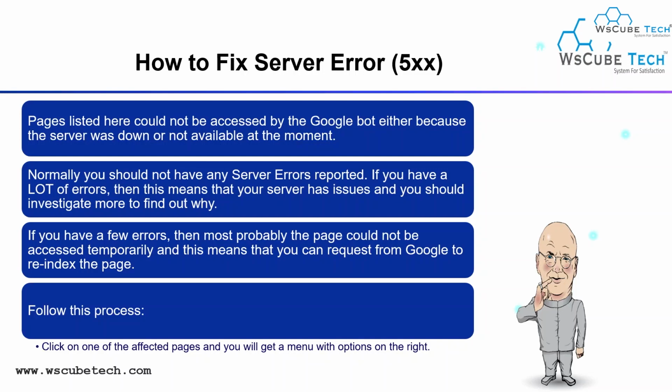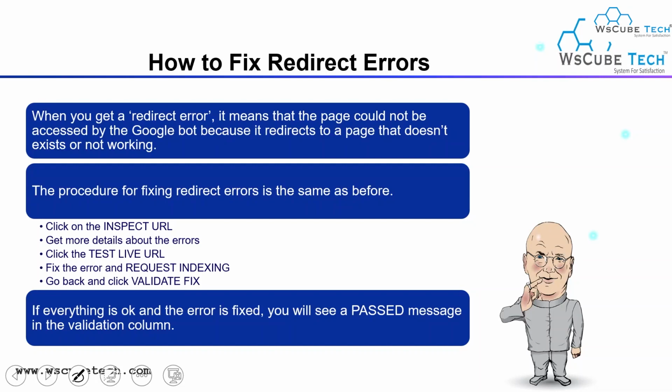For this, we have to follow one process here: click on one of the affected pages and you will get a menu with options on the right. And as we already discussed in our server error, we have a list of URLs available there. For this, we are simply doing inspection, and that is also one of the processes to resolve your server error. Now, how to fix redirect error?